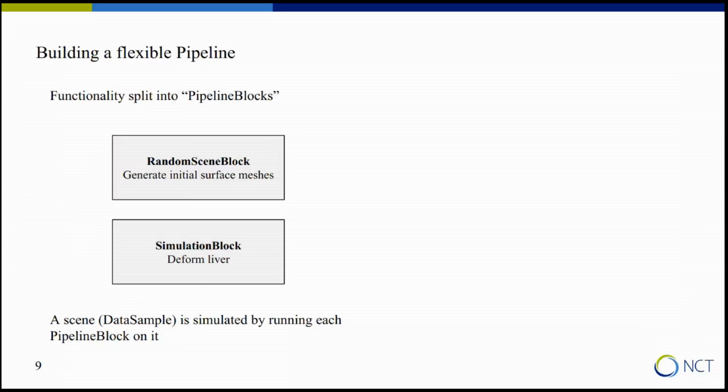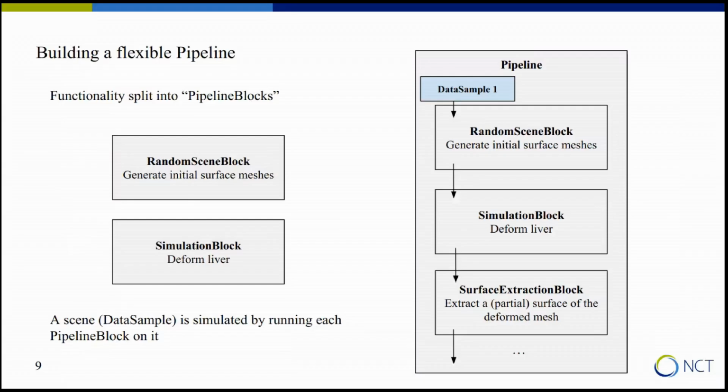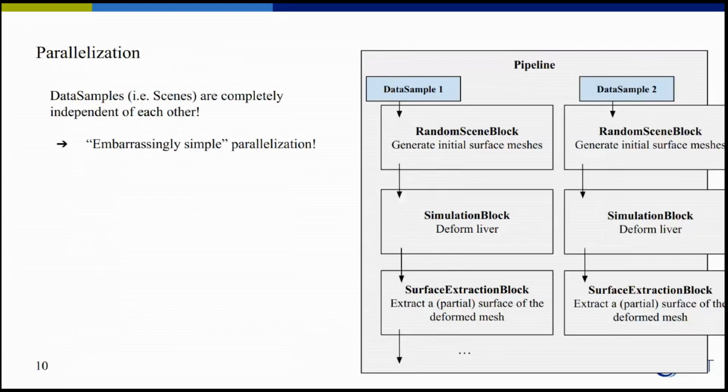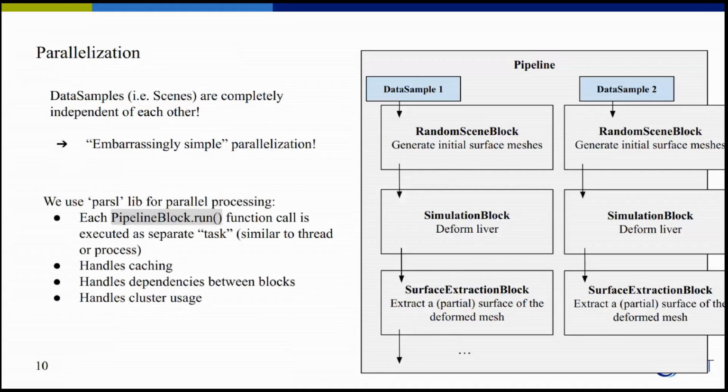Each scene is basically created by configuring which pipeline blocks you want for the scene, and then running all of these pipeline blocks on the scene. And that's what we call a pipeline in the end. Now what's important here is that each of these scenes is completely independent. So we can create lots of them by parallelizing really simply and just running each data sample through each pipeline block. We use another open source tool here called Parcel. We've just switched to this, so this is really new.